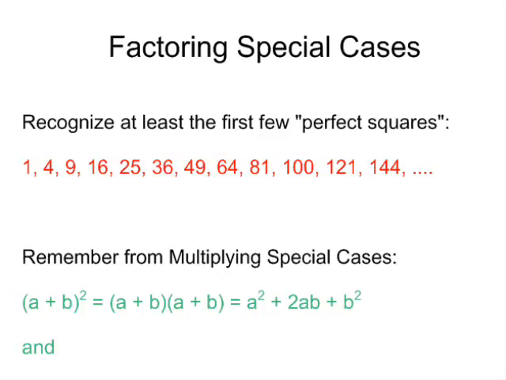But before we do that, I need you to memorize and recognize at least the first few perfect squares. And so if we take a look at this, we see 1 squared is going to be 1. If we look at 2 squared, it would be 4. 3 squared would be 9. 4 squared would be 16. Okay, you can see the pattern. So we got 5 squared is 25, and 36 is 6 squared, 49 is 7 squared, 64, and so on.